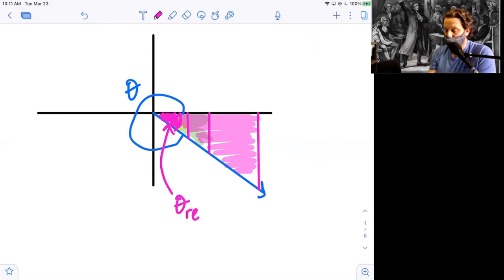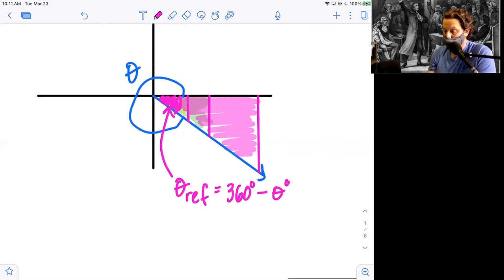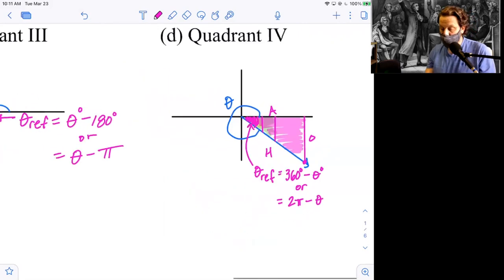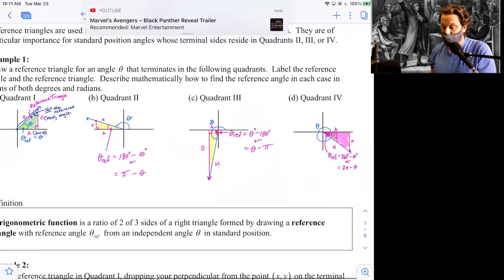So theta reference, now how do we find it? Well, we're stopping short of a full rotation. So now it's 360 degrees minus theta degrees, if we happen to be in degrees. Or if we're in radians, what's a full rotation in radians? 2 pi. So 2 pi minus theta. And then opposite the reference angle is still your vertical. Adjacent to the reference angle is the adjacent, A. And the hypotenuse is, again, the distance from the origin to that point you dropped your perp from. That's H. All right, so if you understand these 4 scenarios, then you're going to be in good shape moving forward, okay?